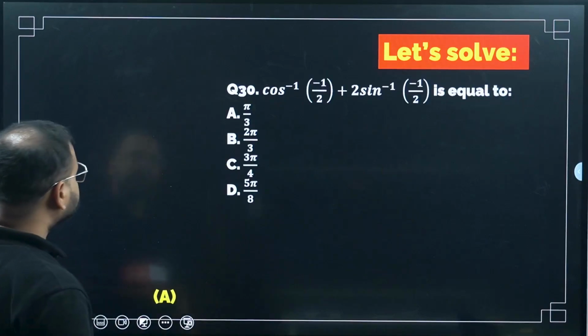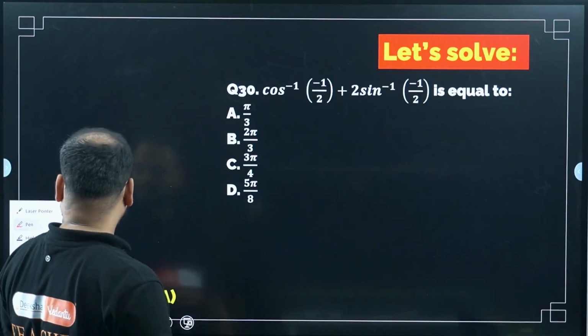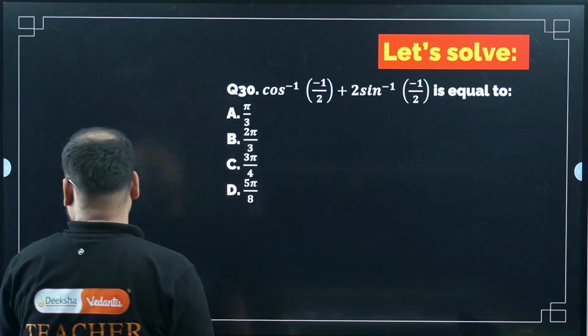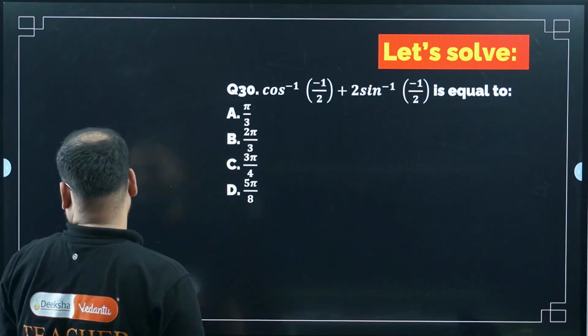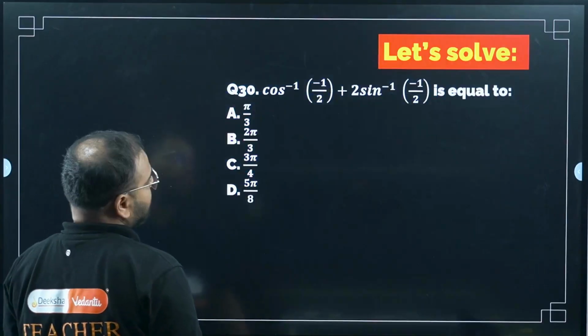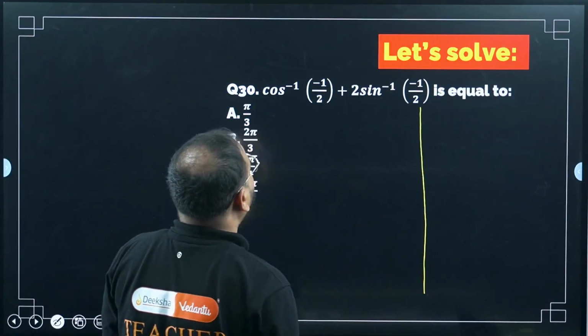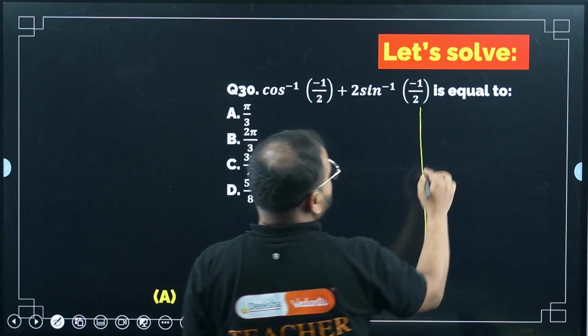Okay, now the last part. Cos inverse of... I think I've done this question also. Not sure, but I think I've done this question. I have this much space only to solve this. Let's solve this. We know this property.